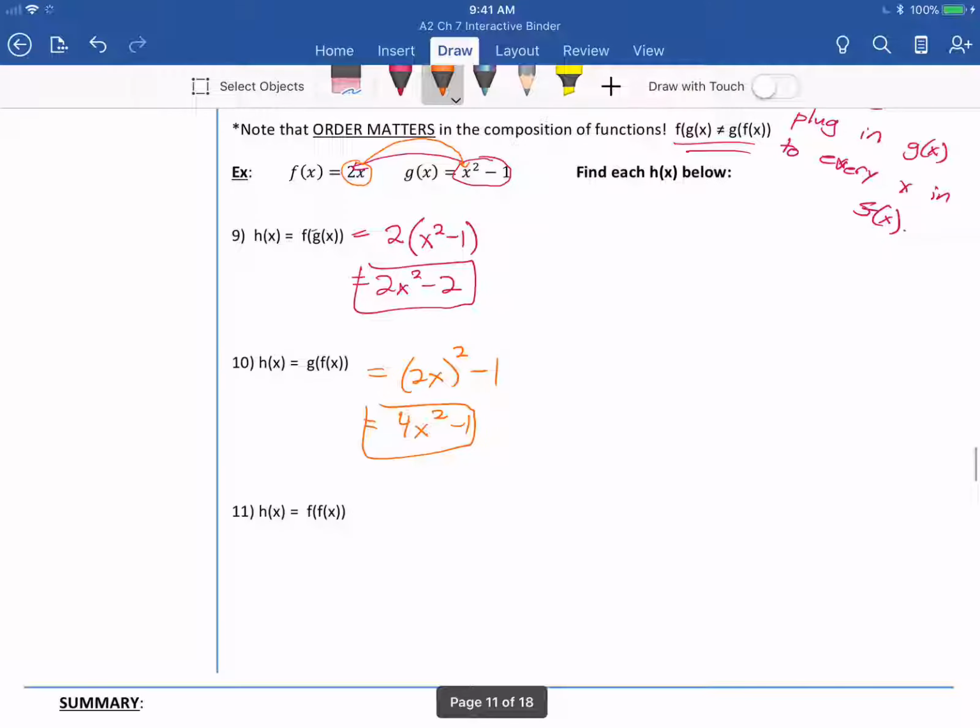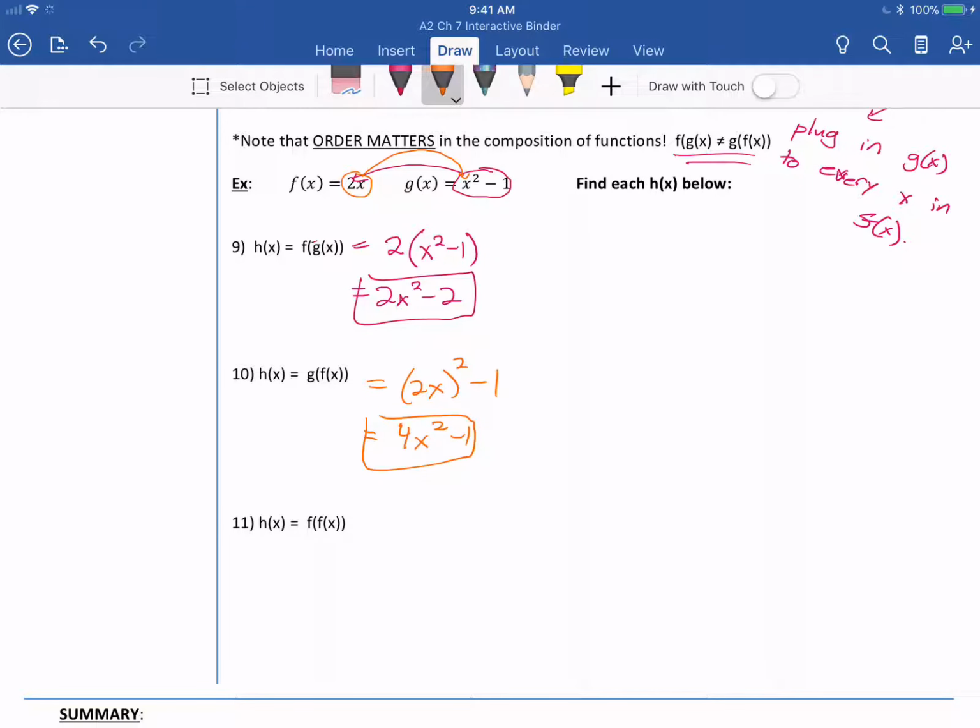All right, the last one is f of f of x. So I am going to plug in f of x, which is 2x. I'm going to plug that in to everywhere where I see x in f of x. So I'm going to plug in 2x into my x here. So that's going to be 2 times 2x, which is just going to be 4x.